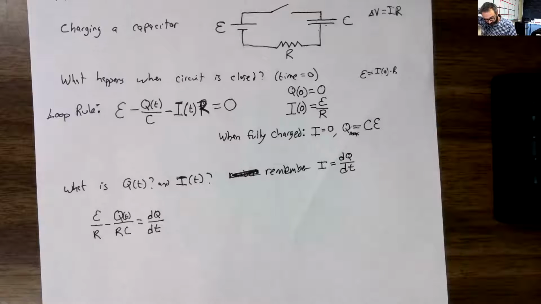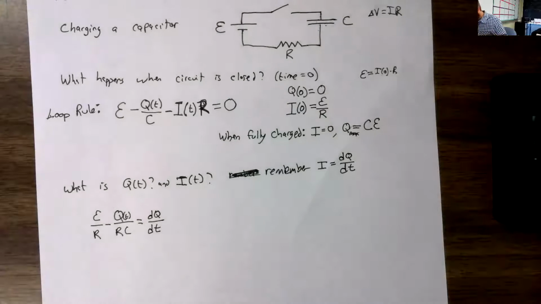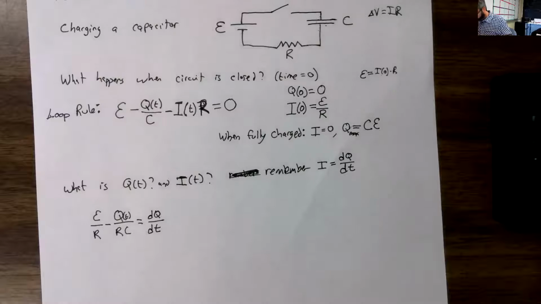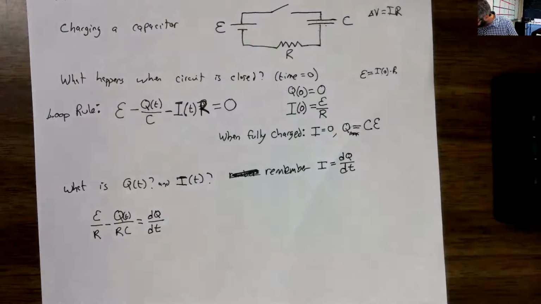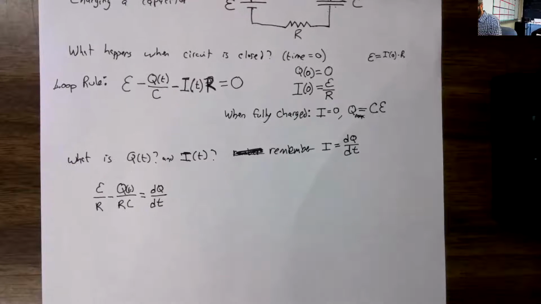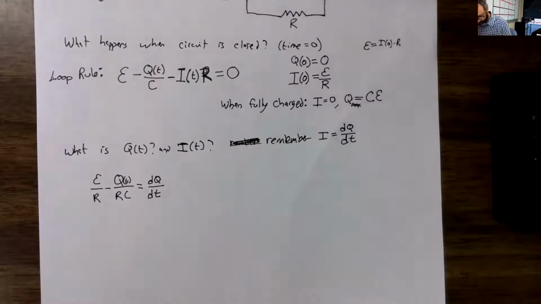There are a lot of different techniques you'll use to solve differential equations, and this one turns out to be one of the easier ones to solve. It's separable, and we just get dq on one side and dt on the other side, and then we integrate and see what happens. But sometimes you have to go through all kinds of difficult techniques to solve a differential equation, and sometimes you can't even do it at all.